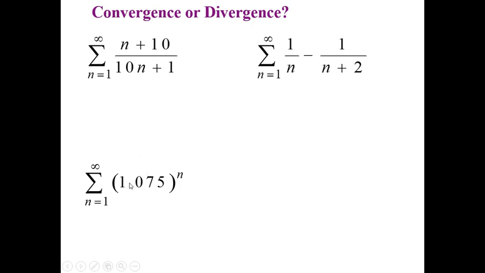And then this one right here is geometric. You see that the common ratio is greater than 1, so this one would be considered divergent. And this one is also geometric. A1 would be 4, and the common ratio would be 1 over 2, which is less than 1. So this series is considered convergent.